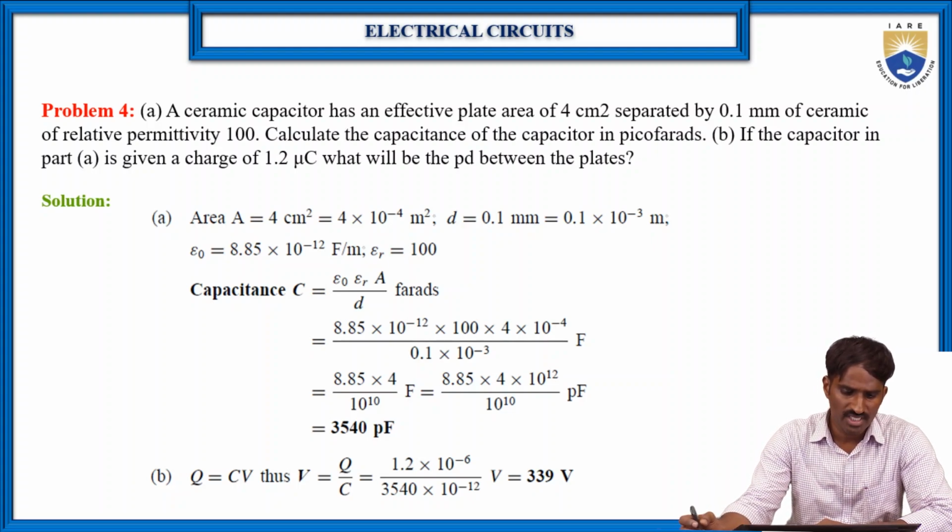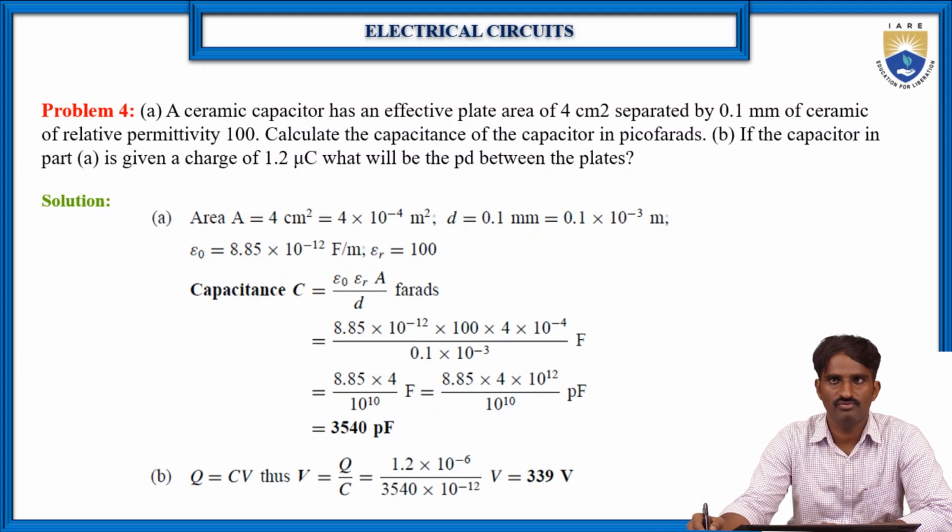Here, a ceramic capacitor has an effective plate area of 4 centimeter square separated by 0.1 mm of ceramic of relative permittivity 100. Calculate the capacitance of the capacitor in picofarads. And the second part here is, if the capacitor in part A is given a charge of 1.2 microcoulombs, what will be the potential difference between the plates?